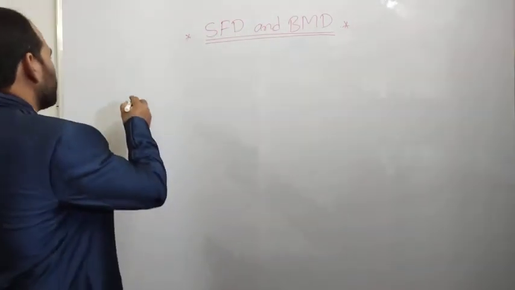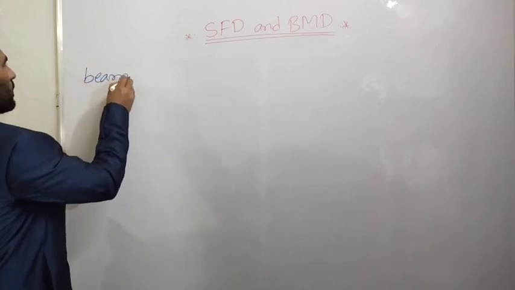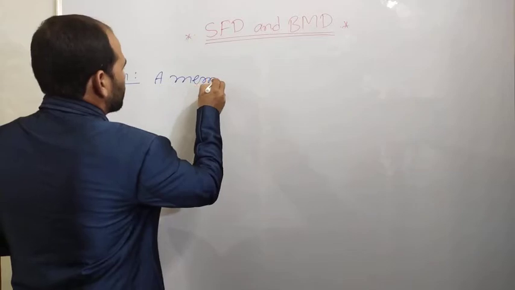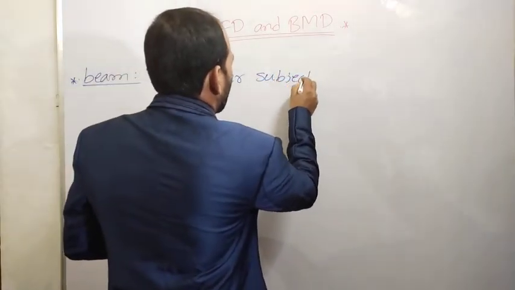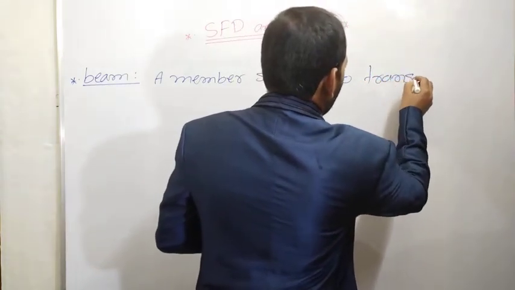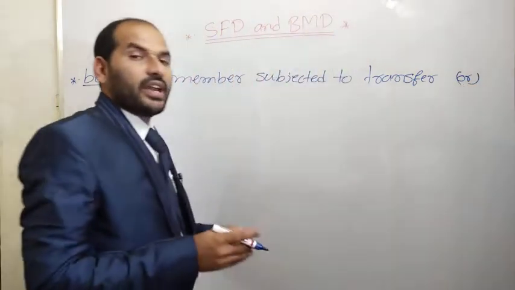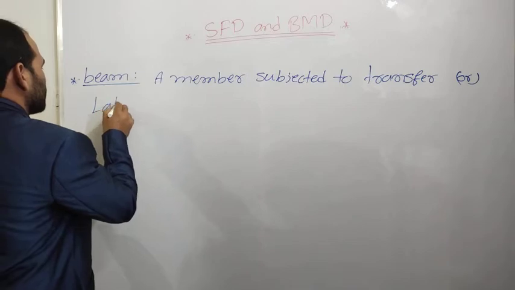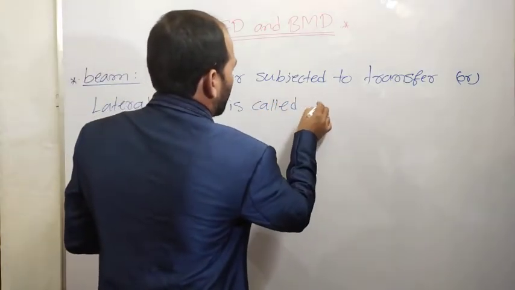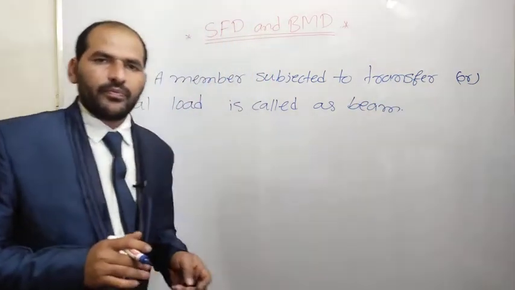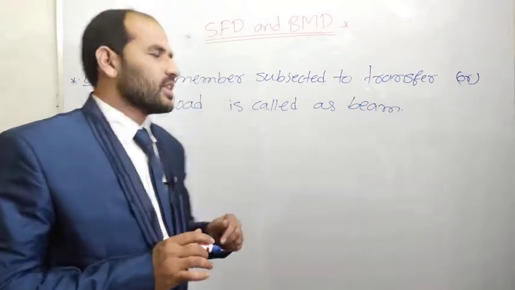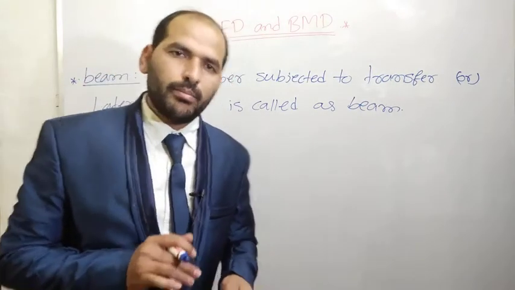See, beam. What is a beam? A member subjected to transverse load, or a member subjected to lateral load, is called a beam. Right, so what is a beam? A member subjected to transverse load or lateral load is called a beam.